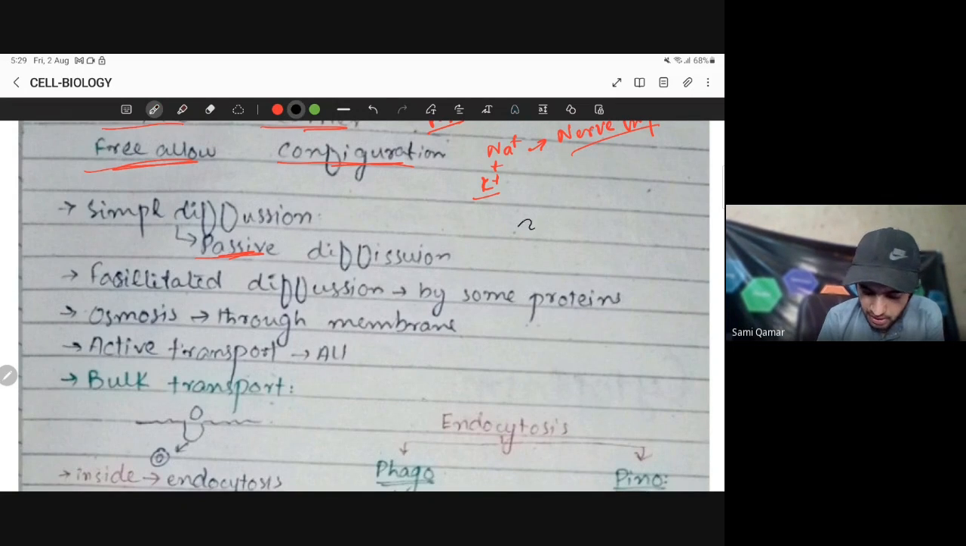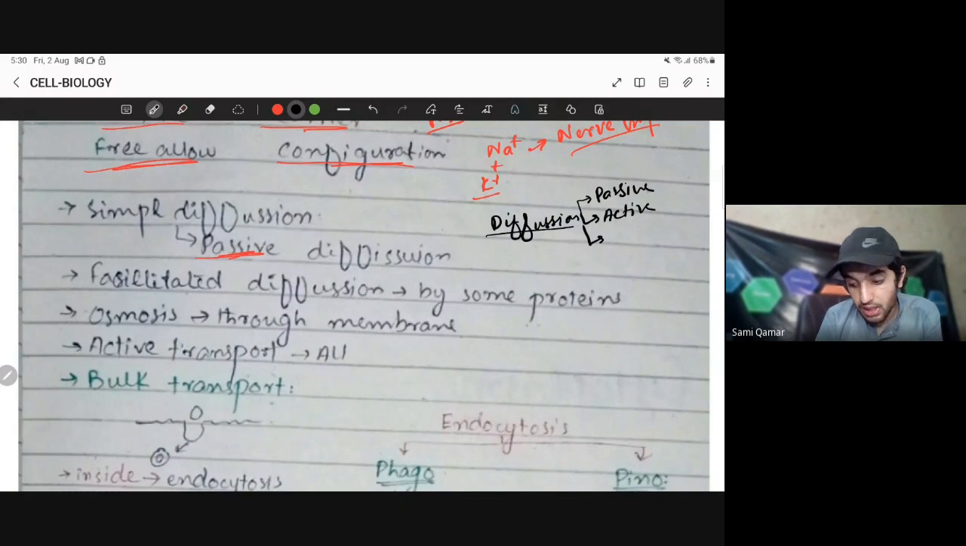I am getting frustrated from the red pen.